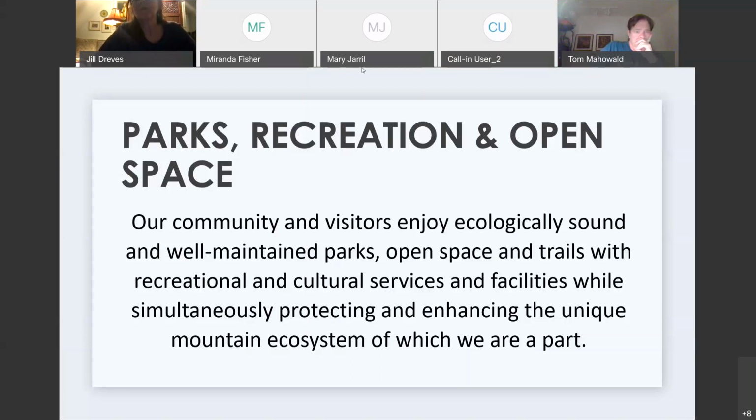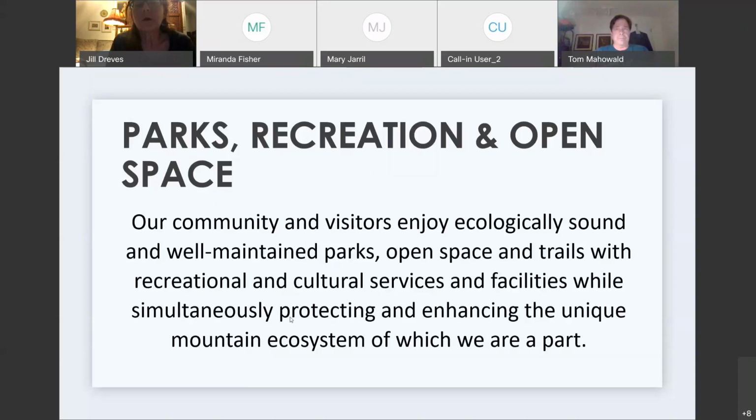I think it speaks to just the sensitivity that we should have to this mountain ecosystem. I'm not sure if it's worded the way we want to word it, but I understand what you're saying there. Any other feedback on this one?